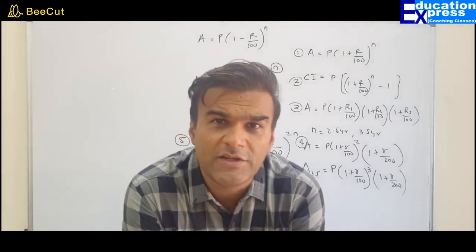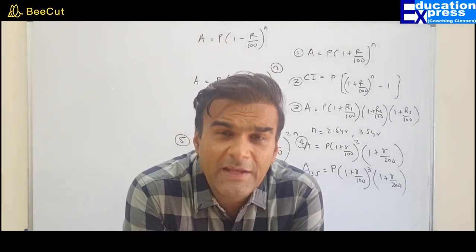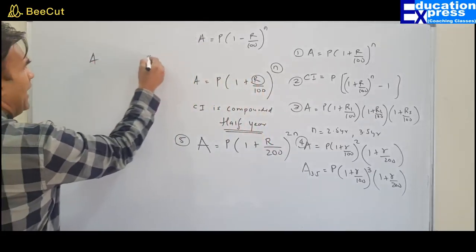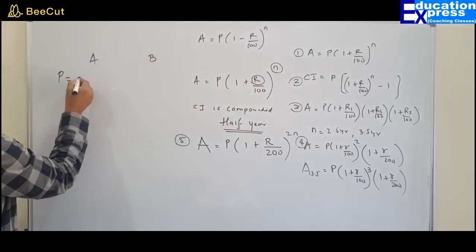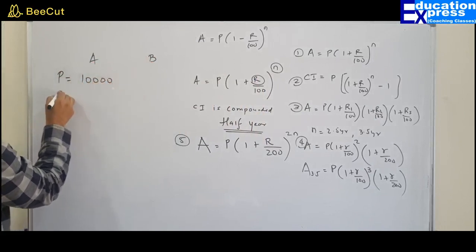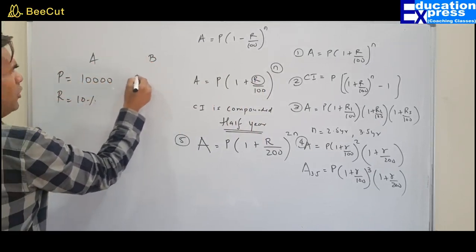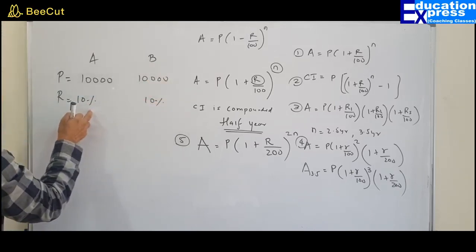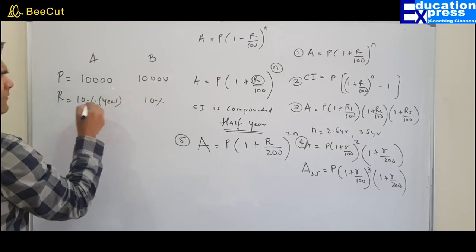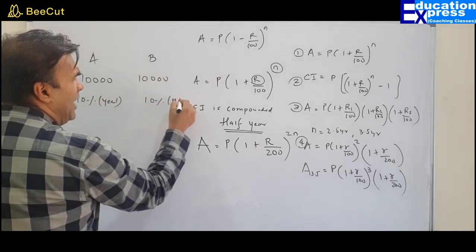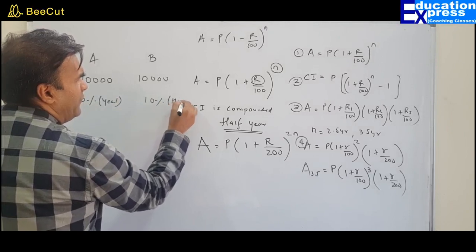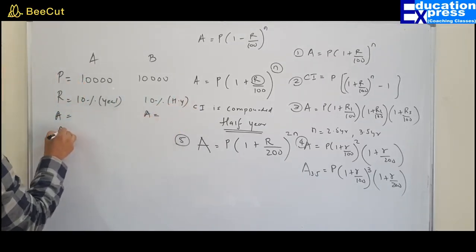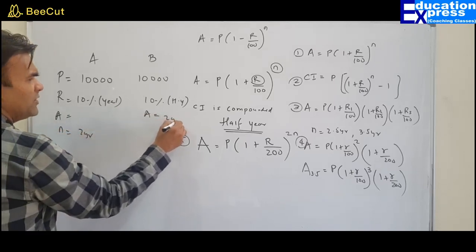Remember one thing for your knowledge, I would say. In case two friends, again A and B, are investing the same amount. How much? Sir, 10,000. At what rate? Sir, 10%. So B is also investing 10,000 at 10%. Here, the bank pays interest yearly. For the other, the bank pays interest half yearly, semi-annual. What would be the amount at the end of 2 years? Suppose they are investing the money for 2 years.